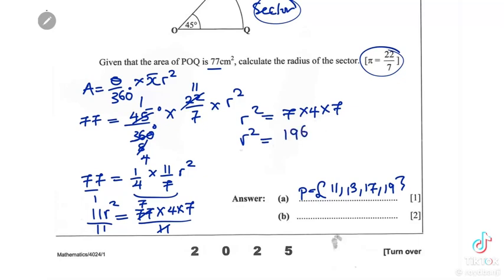So 196. So the square root of 196, r therefore is equal to 14 centimeter. So the answer here is 14 centimeter. Confirm that is the answer.